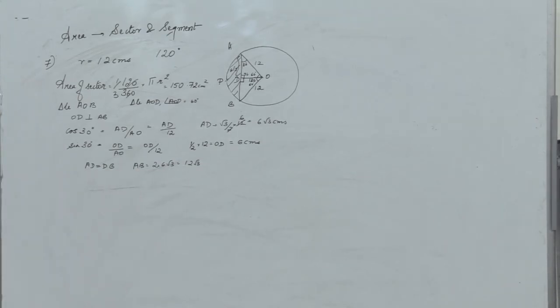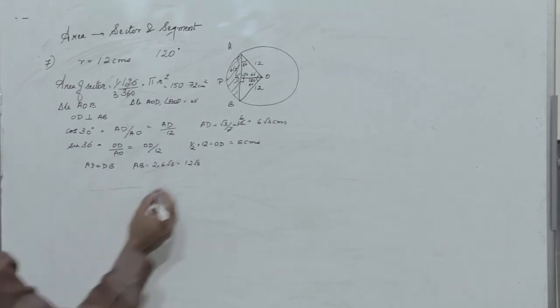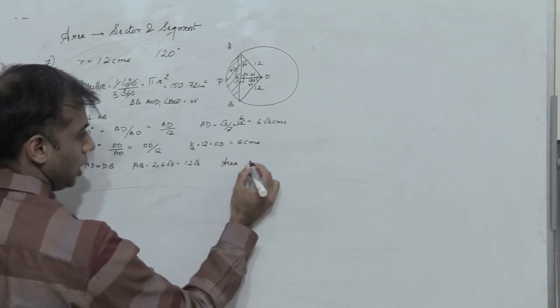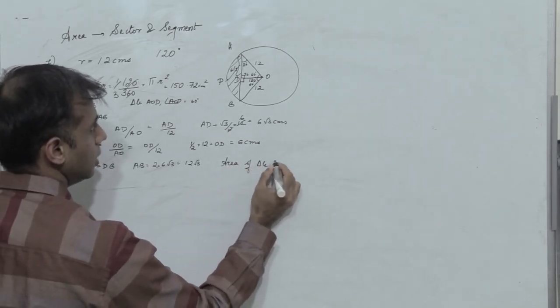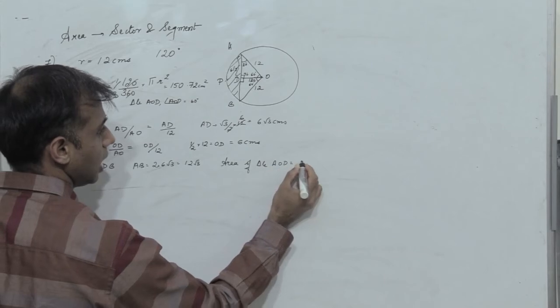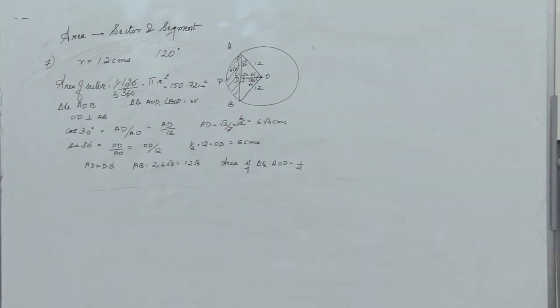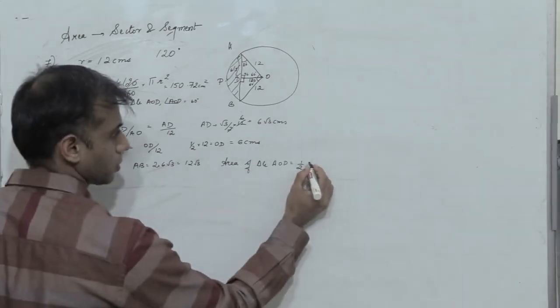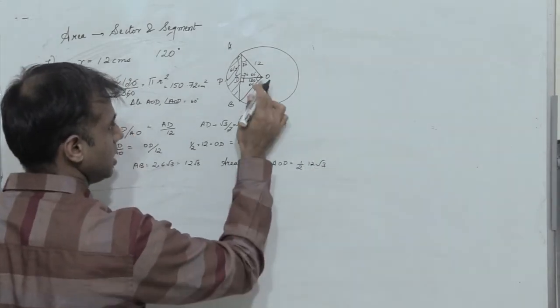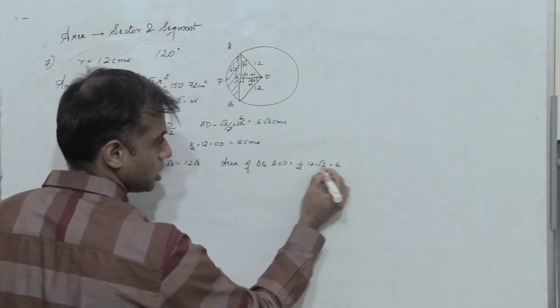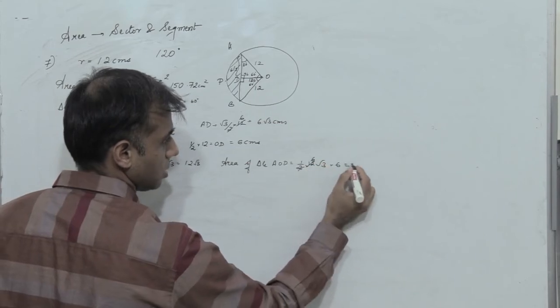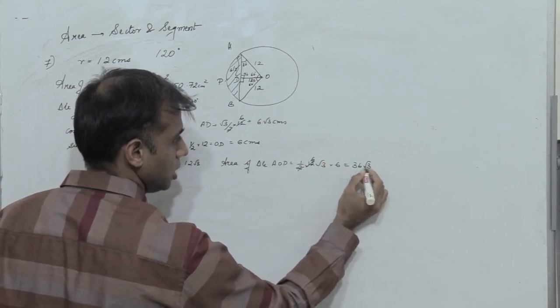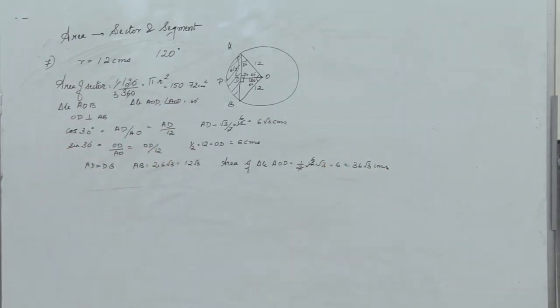Right? So now we can find the area of the triangle AOB. So area of triangle AOB is half into the base. Base is AB, which is 12 root 3, into height, which is 6, which is OD, right? Into 6. So which is 36 root 3 centimeters square. So this is the area here.